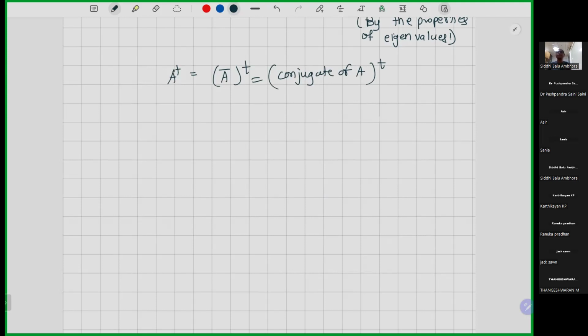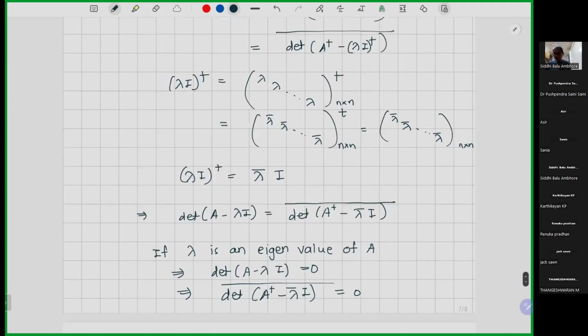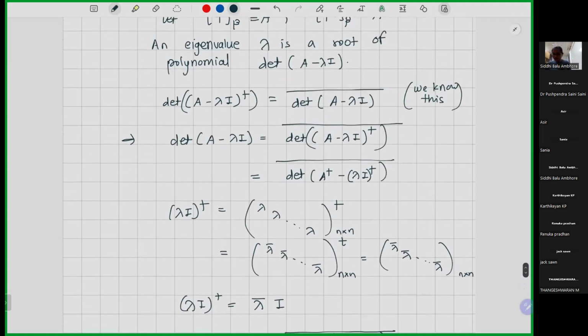You can also write it as A star, because it corresponds to the linear transformation L A star. That doesn't matter, but in the lectures we have used the dagger symbol, so that's why I'm following it. Conjugate transpose, that's what it is. Conjugate then transpose, or transpose then conjugate, both will be the same thing. Okay, so is it okay? Yeah, ma'am. Okay.